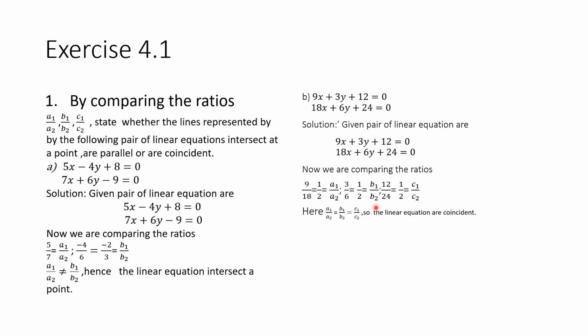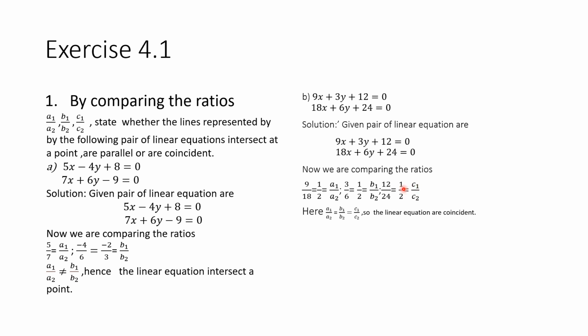Next, b1 by b2. Here b1 is 3 and b2 is 6. Cancelling 3 and 6 using the table of 3, I get 1 by 2, because 3 ones are 3 and 3 twos are 6. That is b1 by b2. And our c1 by c2 is 12 by 24. Because a1 by a2 is equal to b1 by b2, I am checking the other ratio c1 by c2.